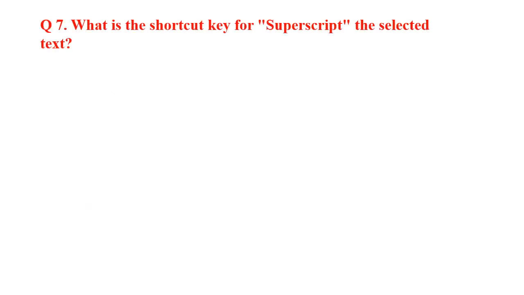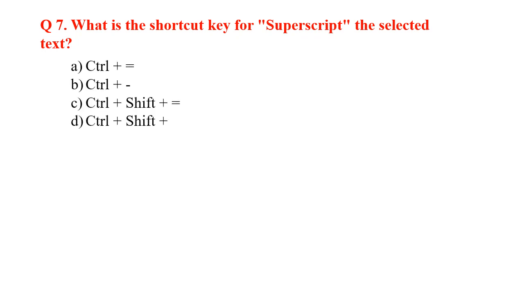Question number 7. What is the shortcut key for superscript of the selected text? First understand what superscripts are. Suppose it is written x square. That means 2 is in the form of superscript. If it is written A3, that means 3 is here the subscript. Then which shortcut key is to be pressed to make a selected text a superscript? The right answer is Ctrl plus equal sign.